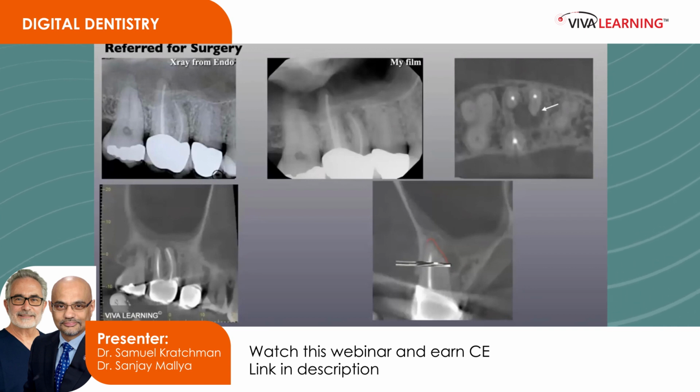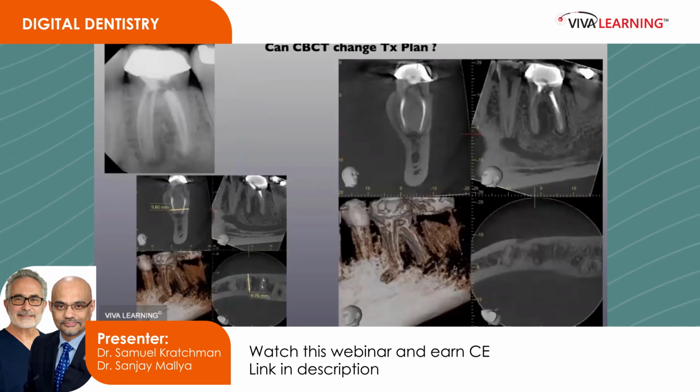Now I'm sacrificing the crown root ratio. Therefore, I'm going to change my treatment plan from an apical surgery to a conventional retreatment. So the cone beam helped to change my treatment plan from originally it was sent to me to do surgery, but instead I'm going to do conservative treatment.